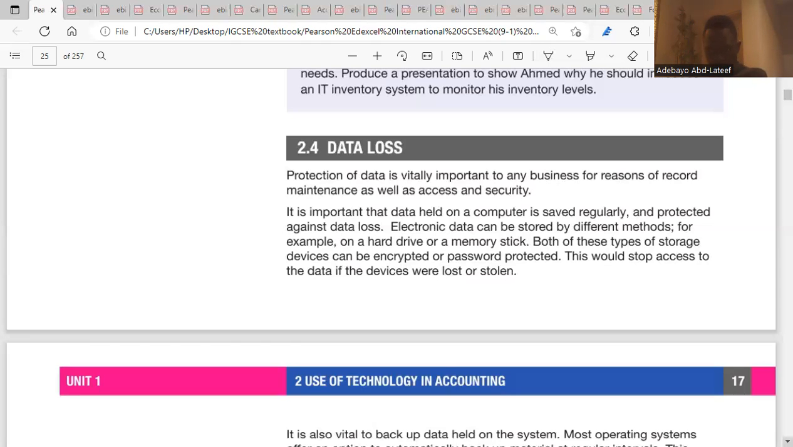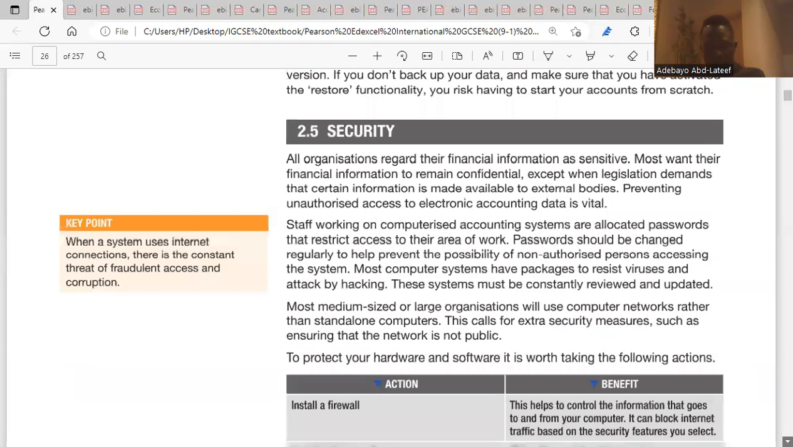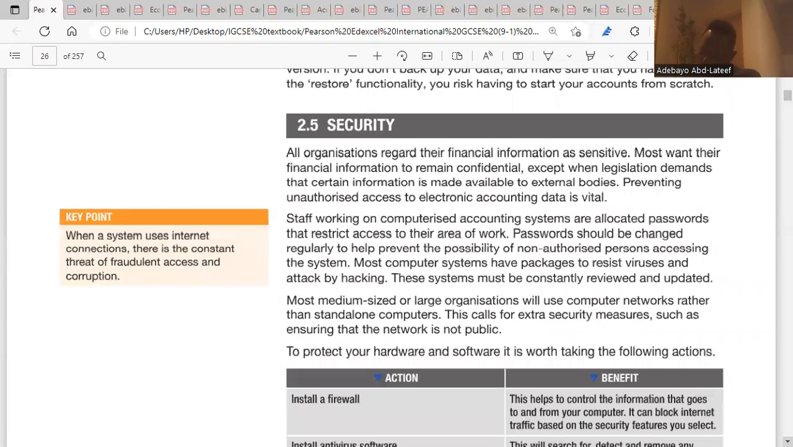Then we'll go to security. For security, here I wrote: all organizations regard their financial information as sensitive. They want it confidential except when required by legislation. Every individual and business wants to keep vital information, especially financial information, to themselves alone. But the government might request it, and then they have no other choice than to present it. Aside from that, they want to keep it confidential.